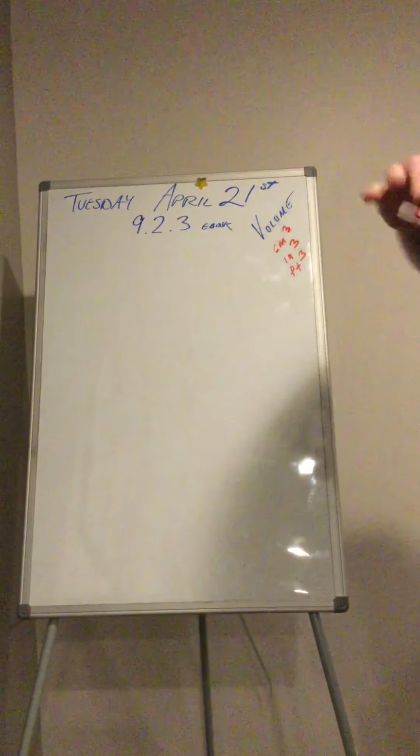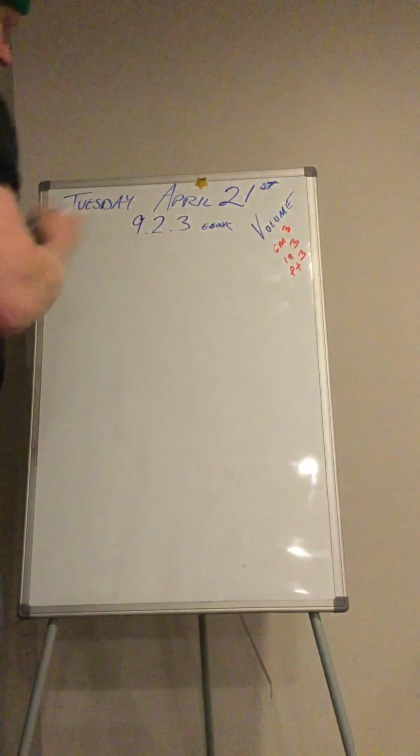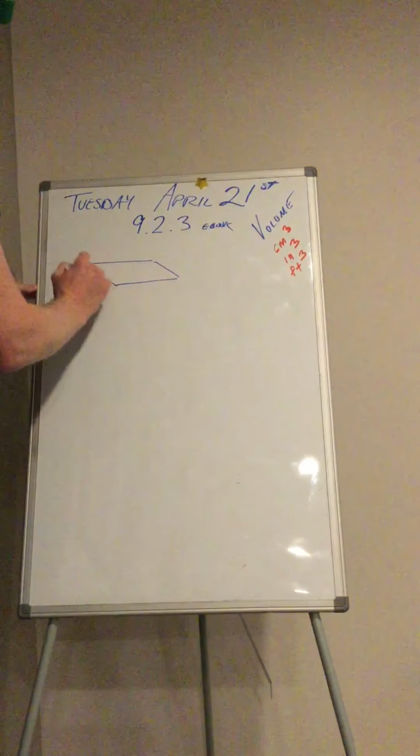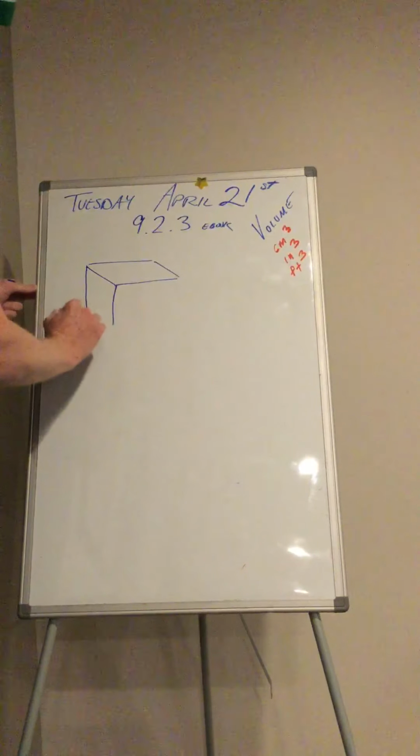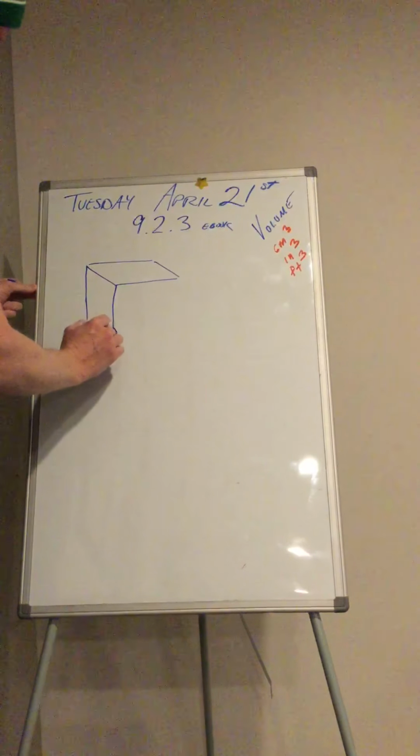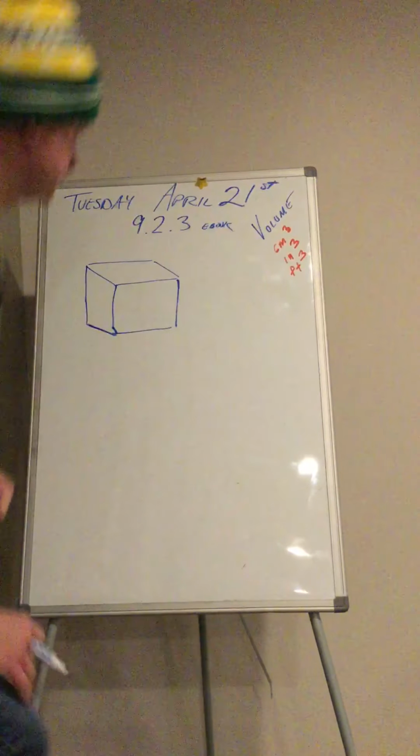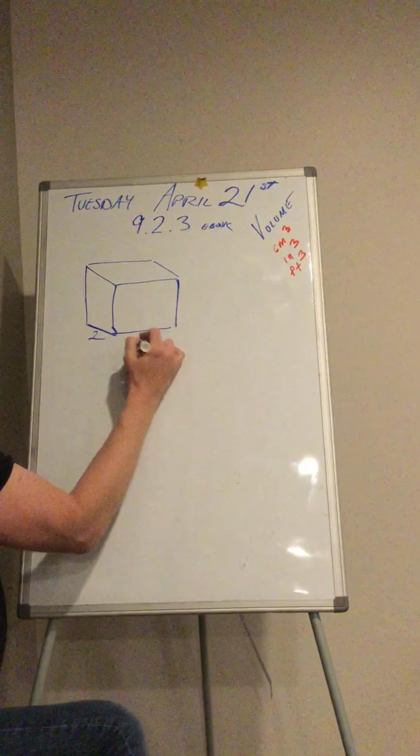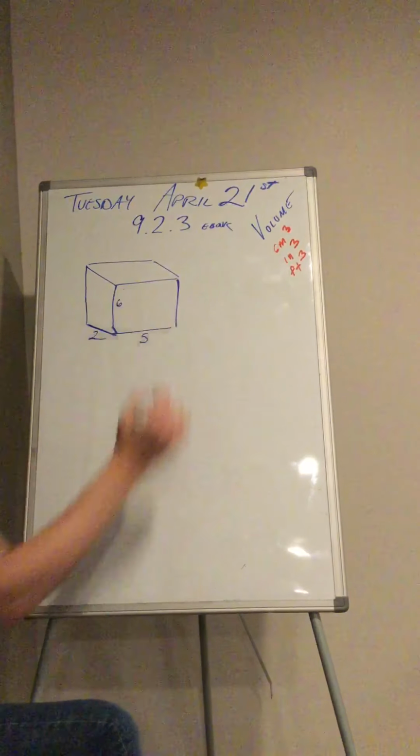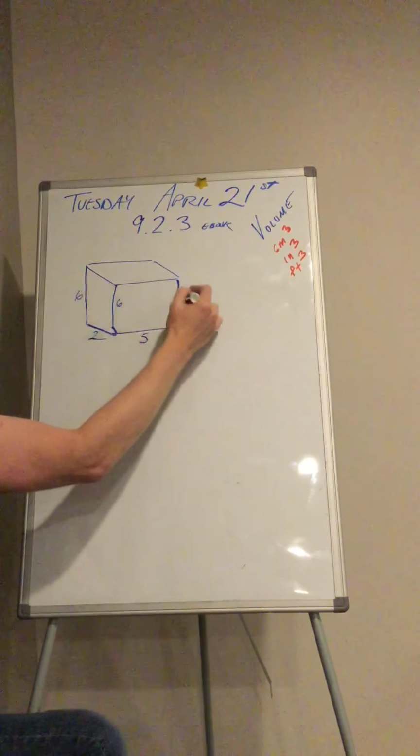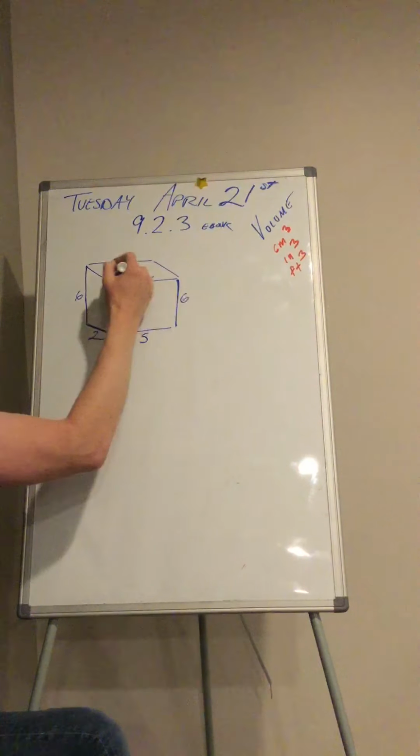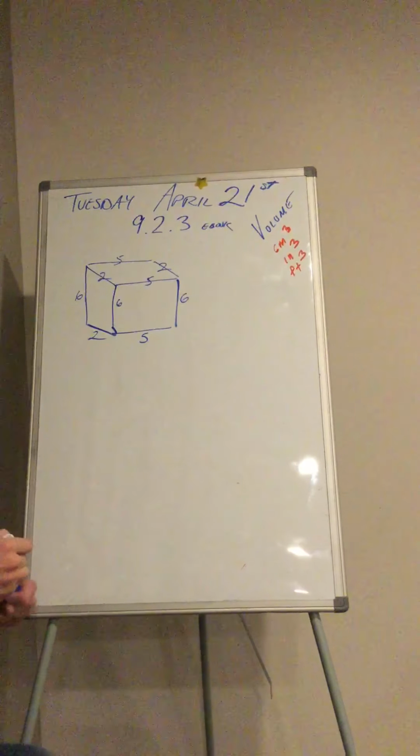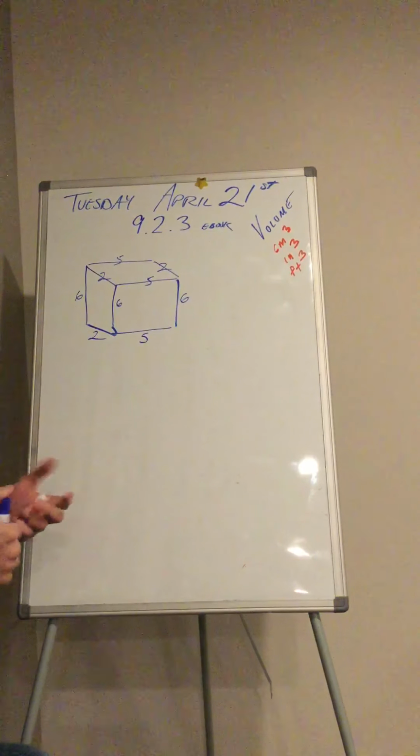Okay, so we'll do a problem to get started here. So let's say we had a rectangular prism, like so, and it had dimensions of 2 by 5 by 6. So this is a 6, this is a 6, this is a 5, that's a 5, and that's a 2, and that's a 2. Now let's say we wanted to fill this up with water.